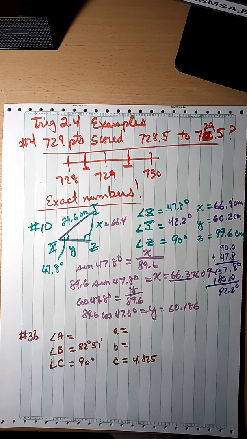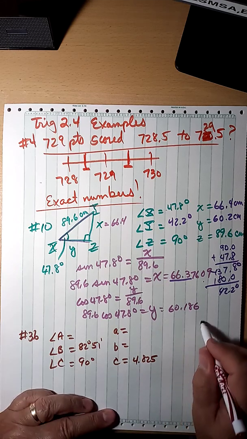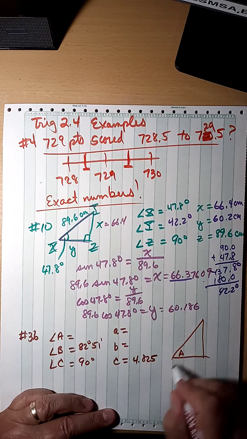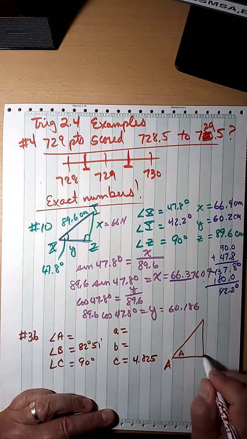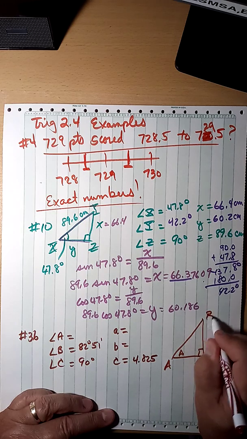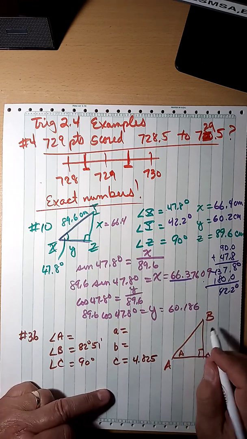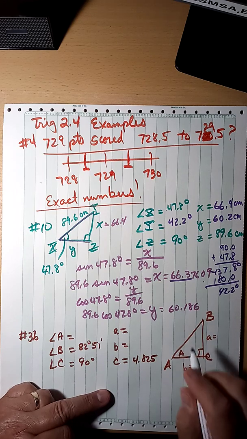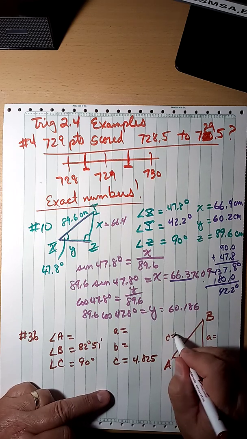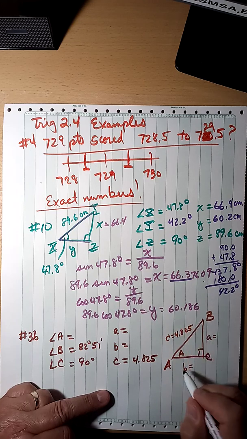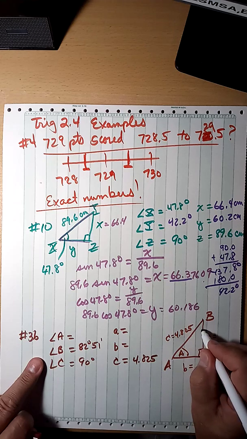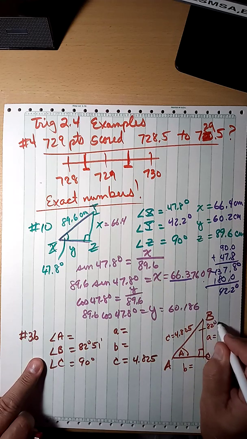So, how do you do that? Well, first you draw a picture. I'm going to put angle A down here because it's the way I'm used to seeing it. Angle A, here's angle C and angle B. Side a, I don't know. Side b, I don't know. Side c is equal to 4.825. I don't know angle A. I do know angle B. That's the 82 degrees, 51 minutes.